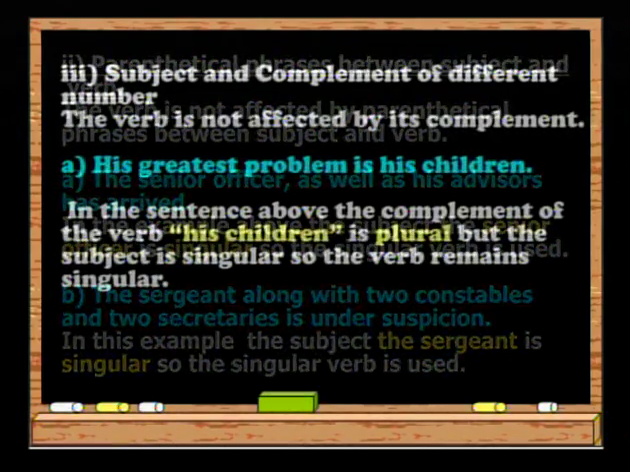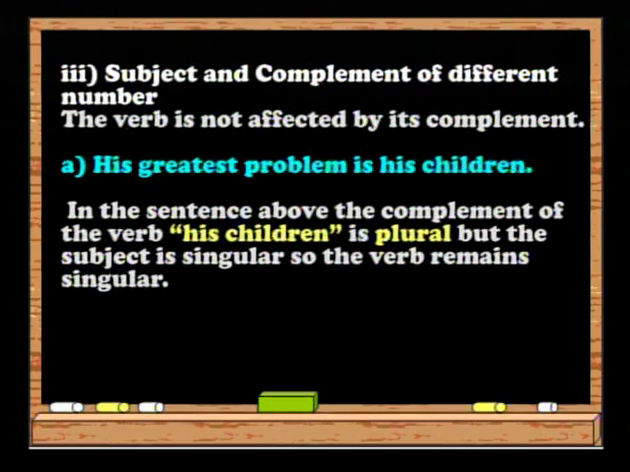Subject and complement of different number. The verb is not affected by its complement. Let us look at this example. His greatest problem is his children. In the sentence above, the complement of the verb, his children, is plural, but the subject is singular, so the verb remains singular.